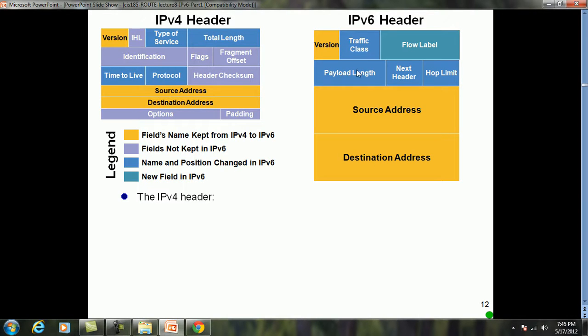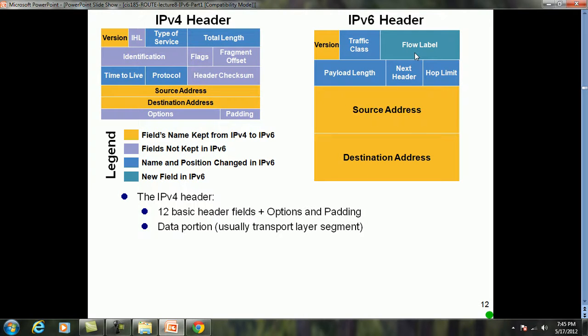Name and position changed. Type of service is now known as traffic class. And total length is the payload length, next header, and the hop limit. And the new field is the flow label over here. Okay, that's new in IPv6. So 12 basic header fields, options, and padding have been eliminated.